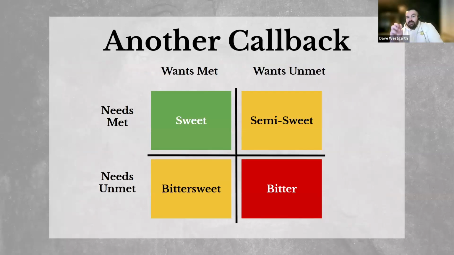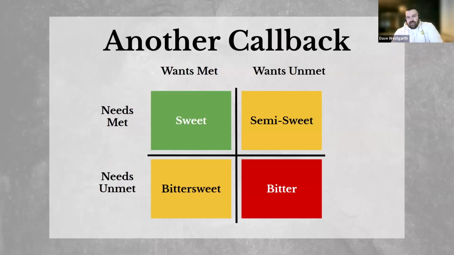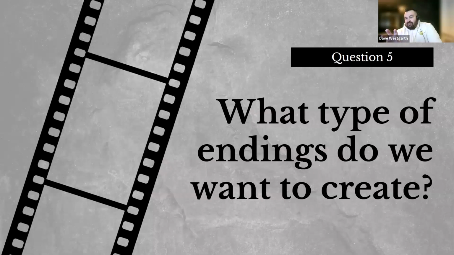Another quick callback. So these are the 4 broad categories that we've got for endings that we can get, depending on whether the team gets both what they want and what they need. If they get neither, or if they get one or the other. These are the 4 broad categories that your sprints or your retrospectives are going to fall into. Thinking on those 4 endings, so thinking on this, what type of endings do you see more often than not? Do you see a lot of sweet endings? Do you see a lot of bitter endings? Do you see something in the middle? What do you guys typically see?